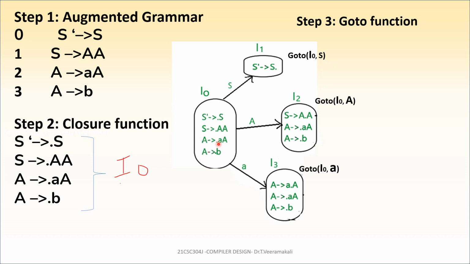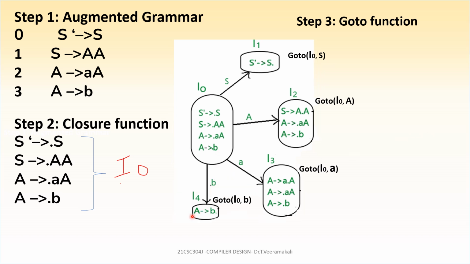One is A tends to dot AA, another one is A tends to dot B. Those two production rules must be added in this result state. This is denoted as I3. Now we need to find the goto function for small b. So the small b is going to be this as a result. The dot is moved one step right, so A tends to B dot. So this state is represented as I4.